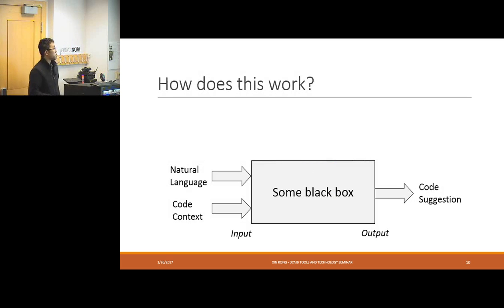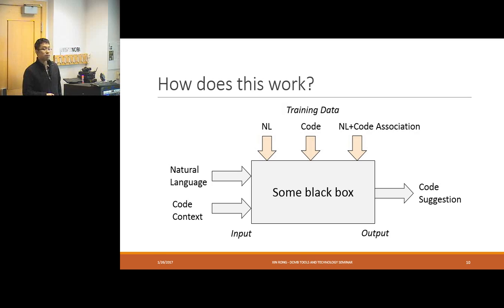So how does this work? It really involves building this black box that supports natural language and code as context and code suggestion as output. And in order to train this kind of black box, you need 3 kinds of data: a lot of natural language talking about the actions that the user wants to take, a lot of code examples, and what's more important is the association between natural language and code.